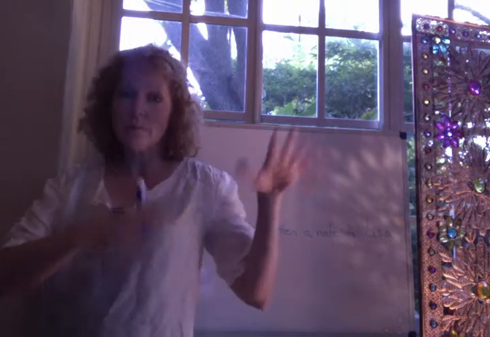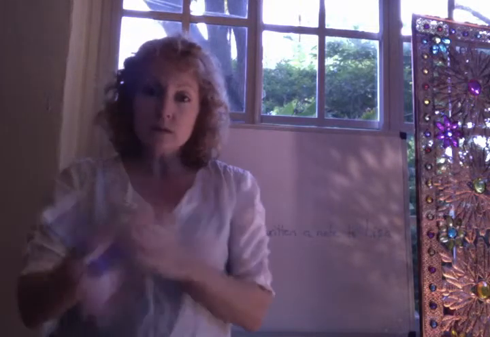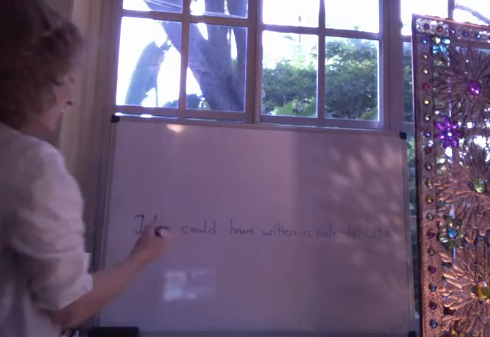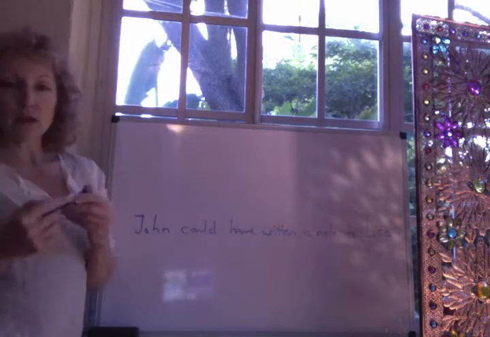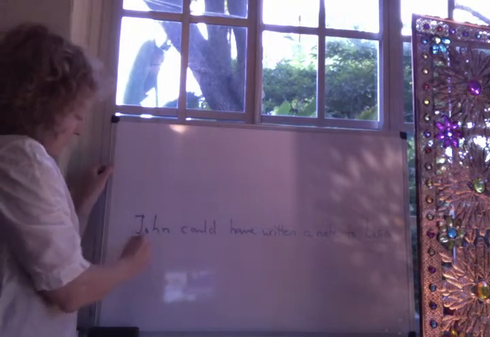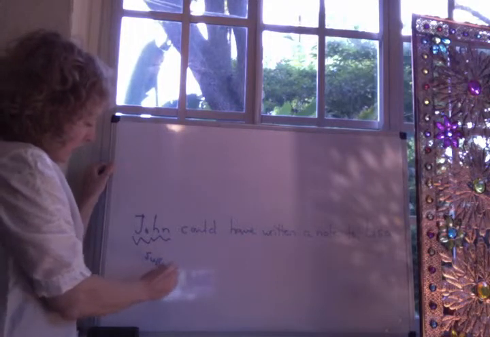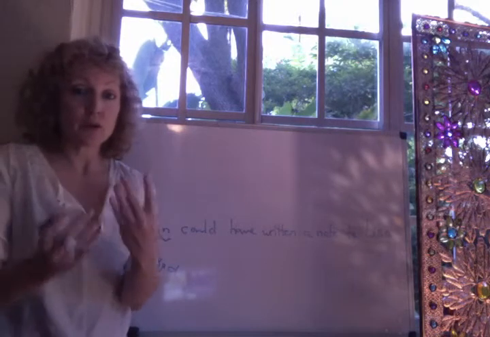So let's go through a bunch of examples where we have many different types of verb groups, and we'll see how to tell them apart from each other. So for example, you could have something like John could have written a note to Lisa. So first thing you want to know is, what is my subject? And the sentence is about John, right? This is the topic of the sentence. This is the person that we're giving information about.